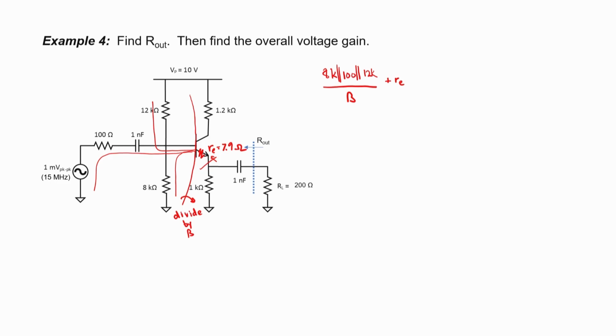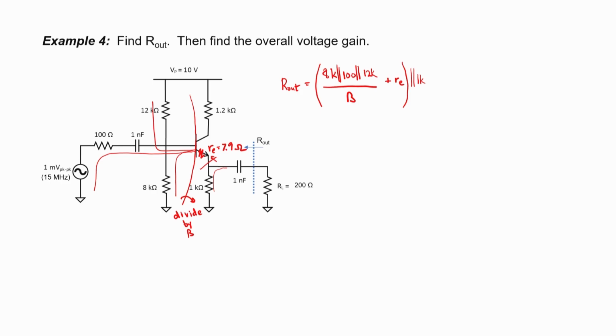Since my R out is defined from the load resistor, then we have two branches. We have the branch going up here into the emitter, and then we have the other branch going down into the 1 kilo ohm resistor. We now have a full expression for my output impedance. That wasn't so hard, was it? You can almost do these things by inspection once you know the technique.